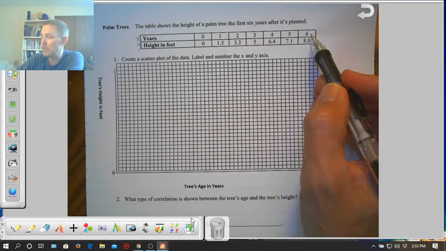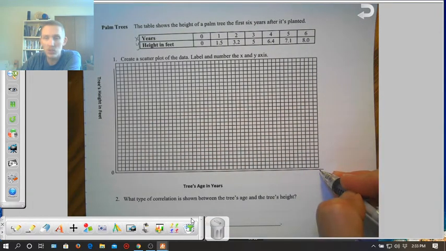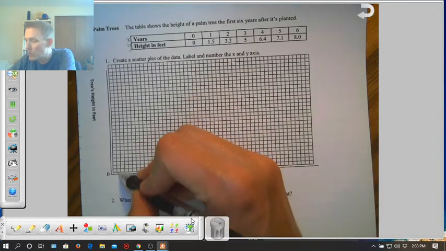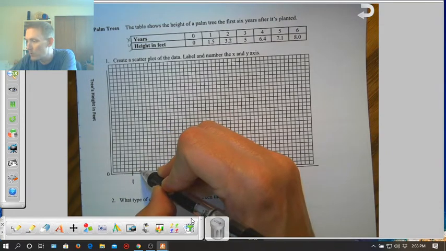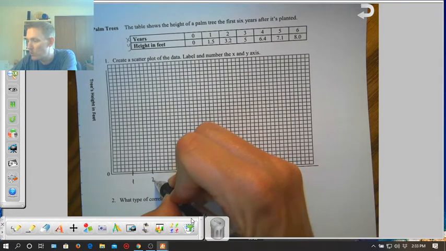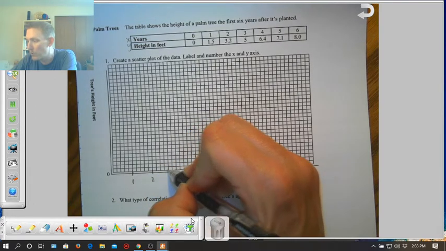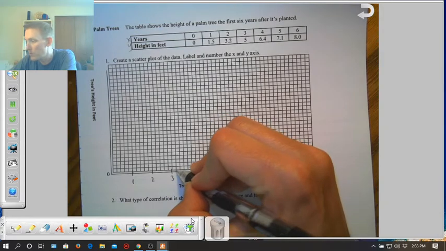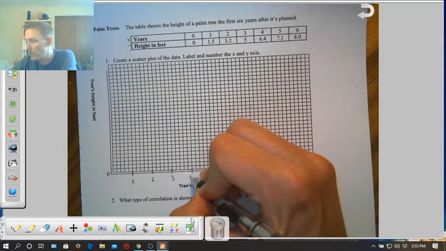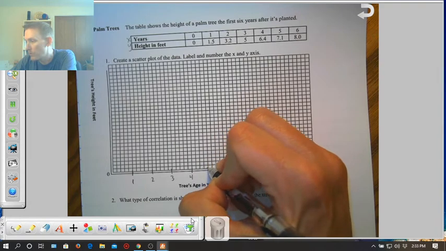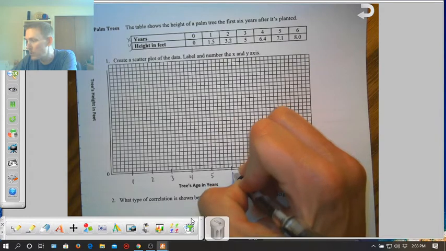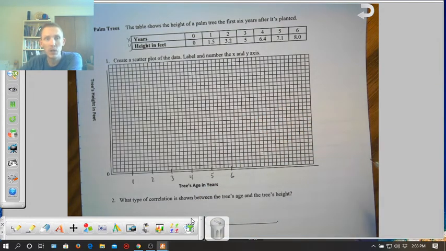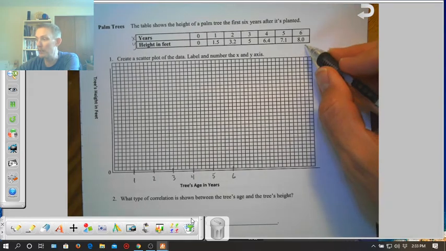So if I have to get up to 6, and I know that there are 50 squares here, let's use a little bit more than half of it. Let's make each 5 squares worth 1 year. So it's going to be 1, 2, 3, 4, 5 squares. That's year 1. That's year 2. That's year 3. That's year 4. That's year 5. That's year 6.